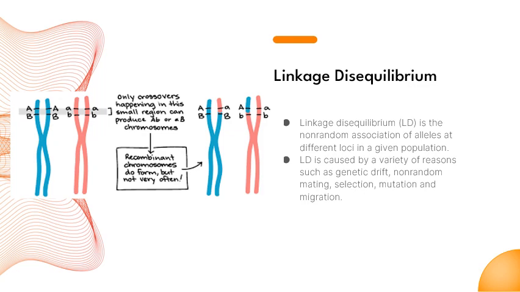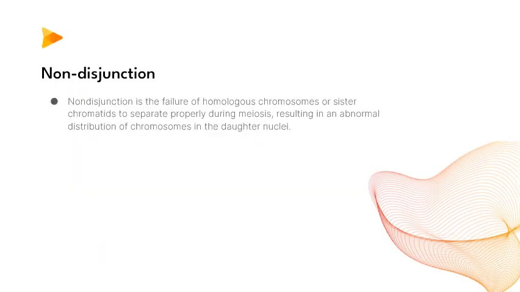Genetic linkage is the tendency of genes located on the same chromosome to be inherited together due to their physical proximity. Understanding genetic linkage is crucial for mapping genes, studying inheritance patterns, and identifying disease-causing genes, among other applications in genetics and biology. So now let's move into a new topic, non-disjunction.